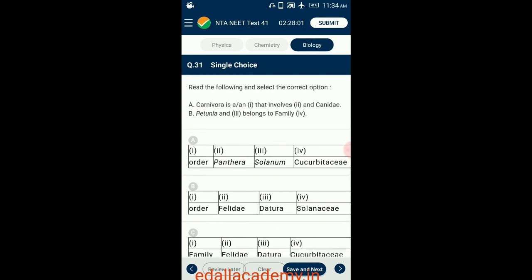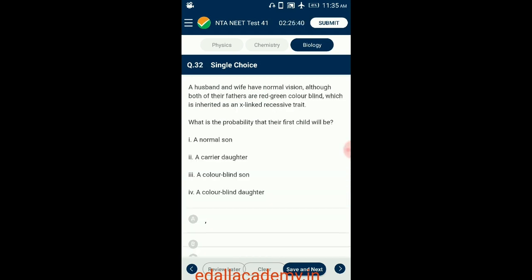Question number 31. Read the following and select the correct option. Order: group of closely related families: Felidae and Canidae. Polymoniales include Convolvulaceae and Solanaceae families. And family: group of closely related genera. Felidae involve Felis and Panthera, all cats. Canidae involves Canis, Ursus, etc. Solanaceae involve Solanum, Petunia and Datura. So the answer for this question is option B, Carnivora.